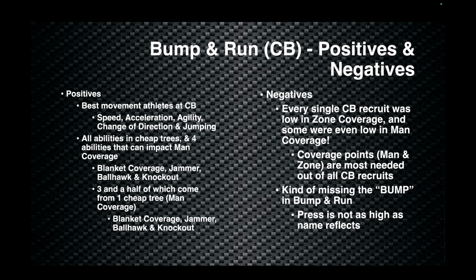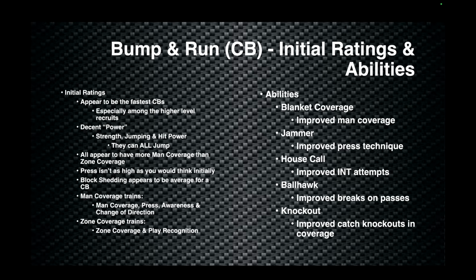3.5 of which come from one cheap tree, the man coverage. So you can get 3.5 abilities from one tree because Blanket Coverage, Jammer, Ball Hawk, and Knockout all have that man coverage ability, because you know that man coverage does man coverage, press, awareness, and change of direction. It's very dominant to have that.